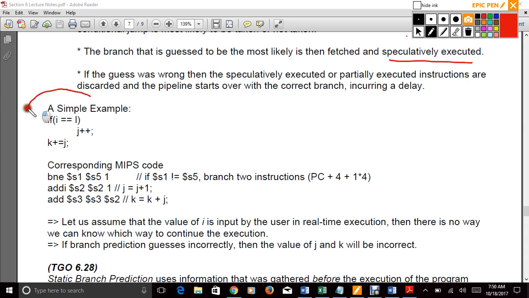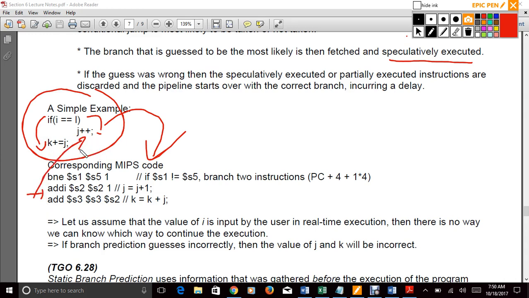So here's a simple example. We have I is equal to L, J plus plus, and then K plus J. So we have branch not equal. So we have S1 and S5. So I is S1 and L is S5. We branch one instructions. We have PC plus 4 goes to J plus plus. So we would actually go here. And then add I, J plus plus, and then add K plus equals J.